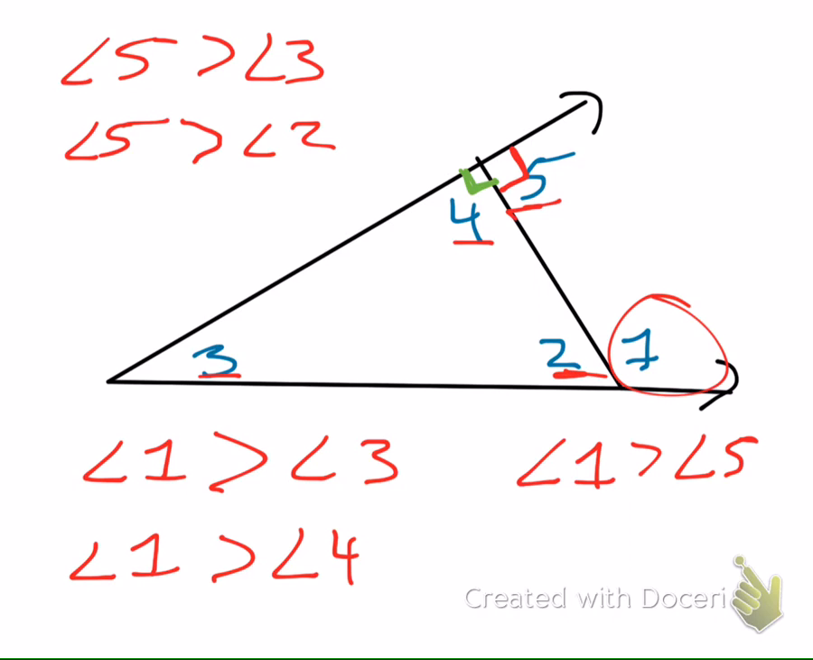So the largest angle in this figure is angle 1, and I could find that without knowing anything other than that's a 90-degree angle. Okay? I don't know how many degrees any of them are, but I know 1 would be the largest in this figure by just using that theorem. Does that make sense?